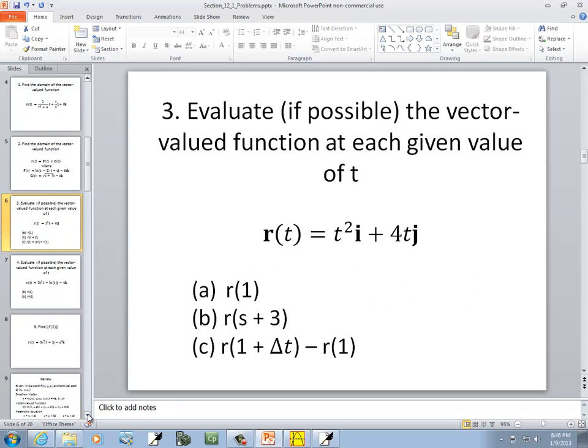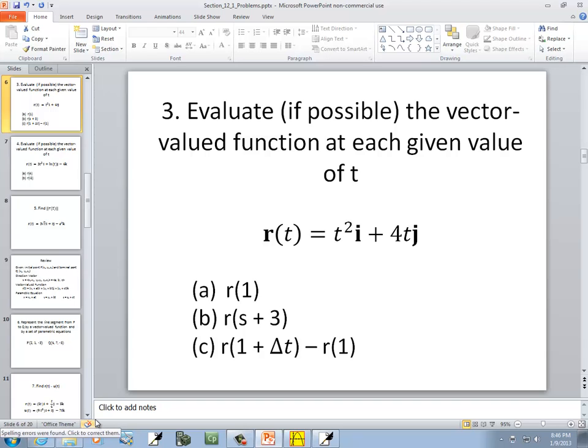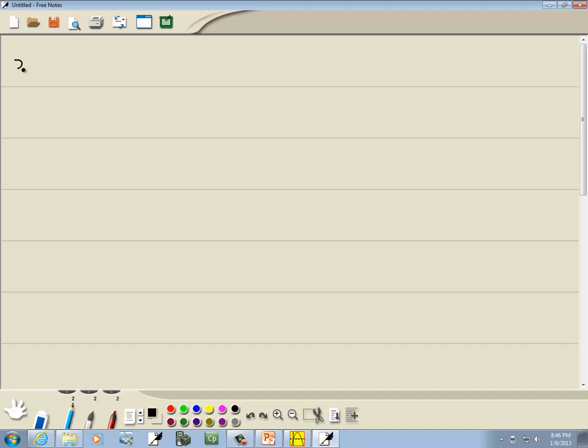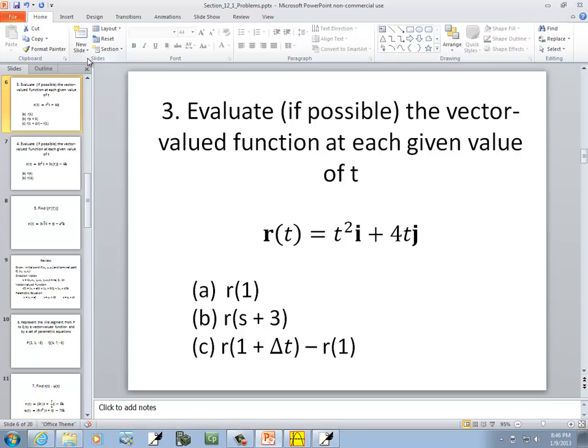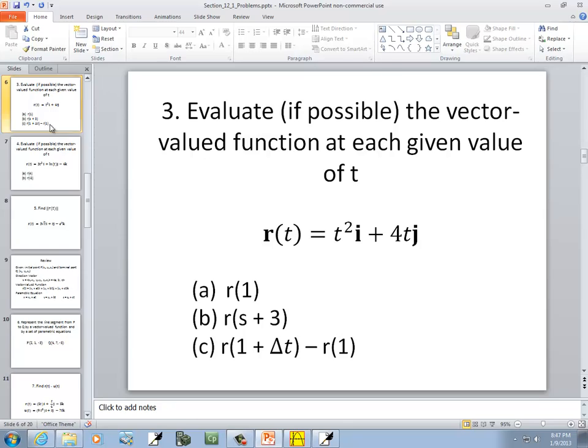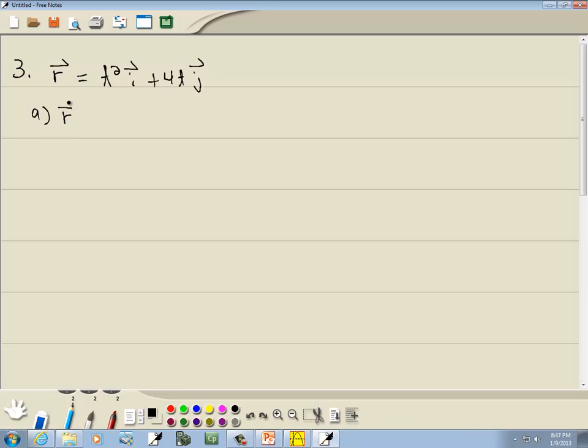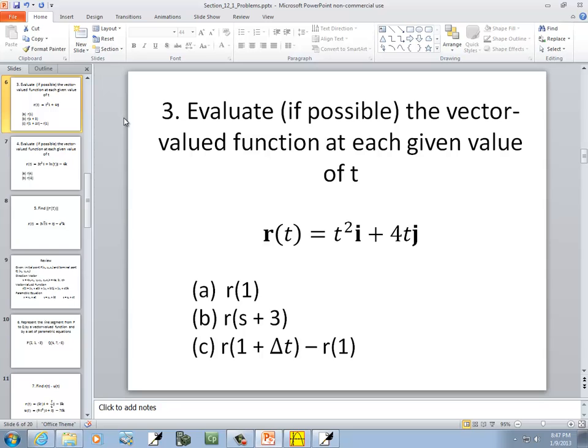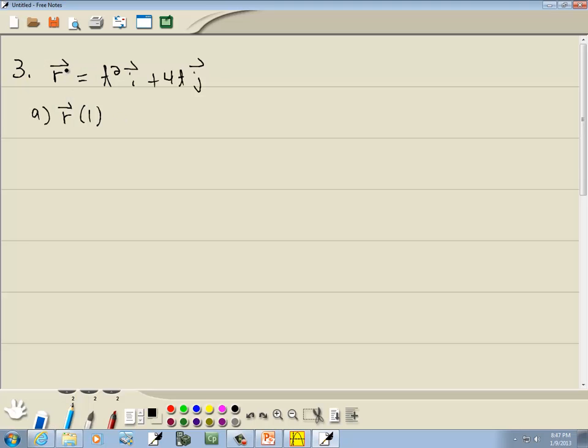Next problems are evaluating a vector valued function. So this one doesn't have our k component, so it's in 2 dimensions. r of t equals t squared i plus 4t j, and for part a, we want to find where t is equal to 1. I forgot to put the r of t here. There you go. So we're going to plug 1 in for the t.